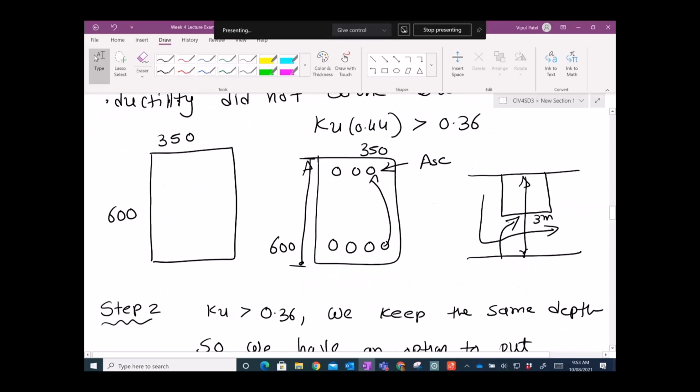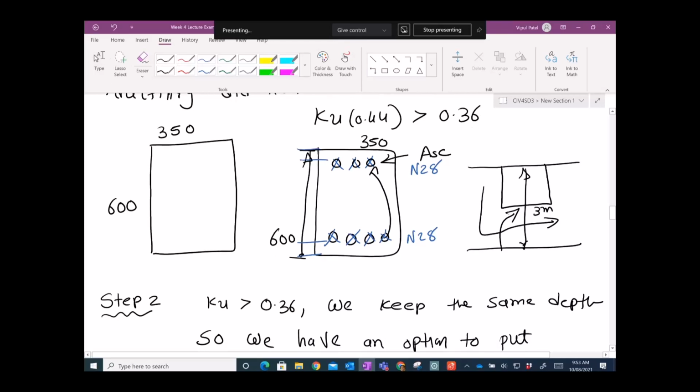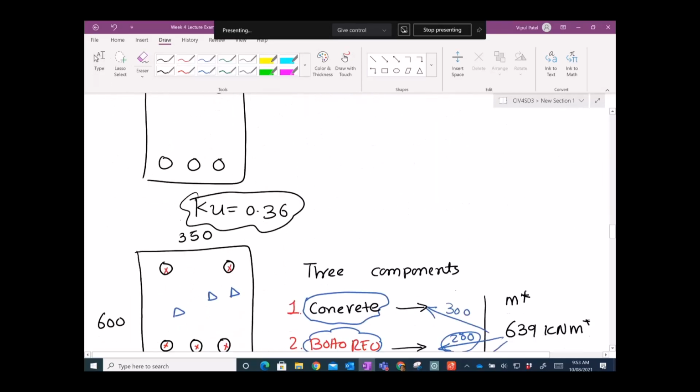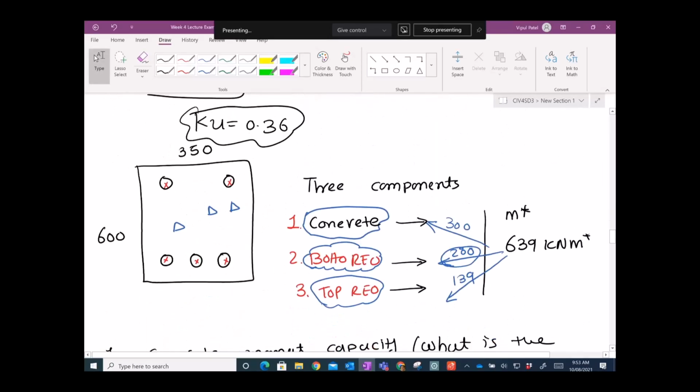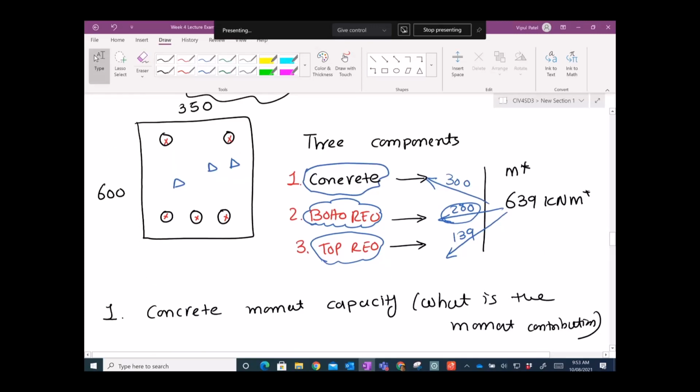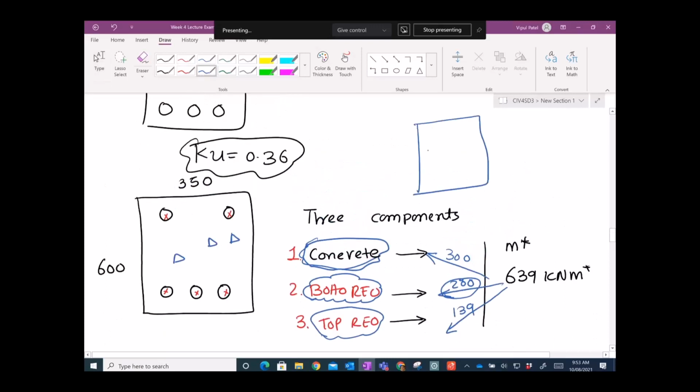We have a compression bar, but we don't know now how much compression bar and how much tension bar we're going to put. But we know that we're going to use N28 bars, we know the cover that we have, and we know the fitments as well. For that, as I mentioned, I divided it into 3 components and took KU equal to 0.36. Let's say there is nothing, the whole structure is concrete, there is no bottom Rho and no top Rho, just one block of concrete.